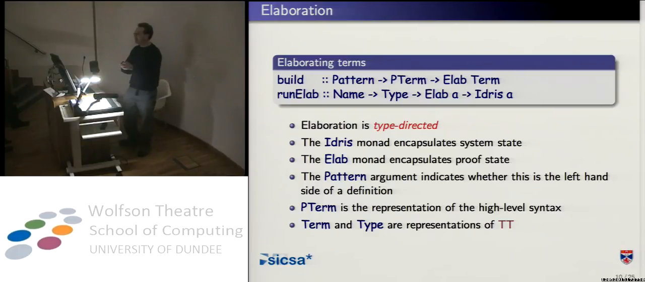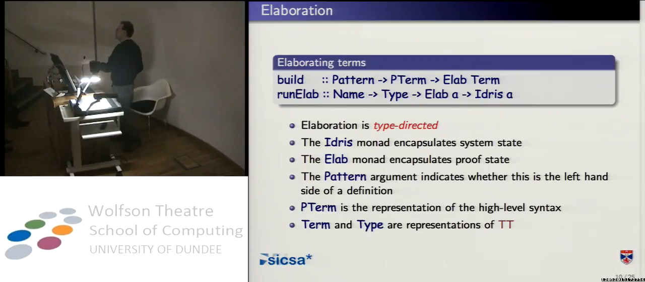And to do that, we'll run a specific elaborator for the particular thing we're trying to do. So we might be elaborating a pattern, or elaborating a right-hand side, or elaborating a type. All of these are slightly different things. And we'll feed in the name of the thing we're elaborating. We'll feed in its type. So everything is type-directed here. Type's going first. The type is the plan. So we'll feed in the type.